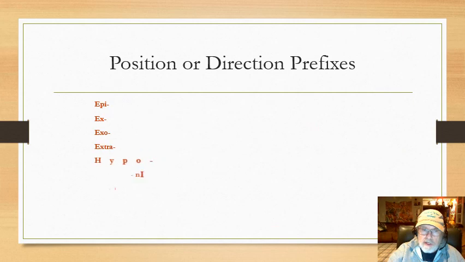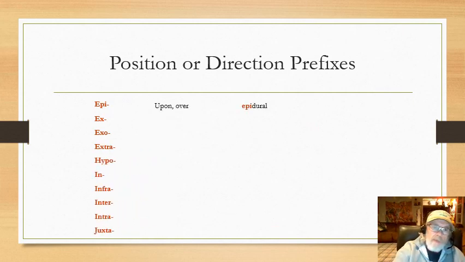So these are a couple more positional or directional prefixes, but you know what? The list goes on and on. We've got some more here. Epi, we talked about this, means upon or over. Epidural.